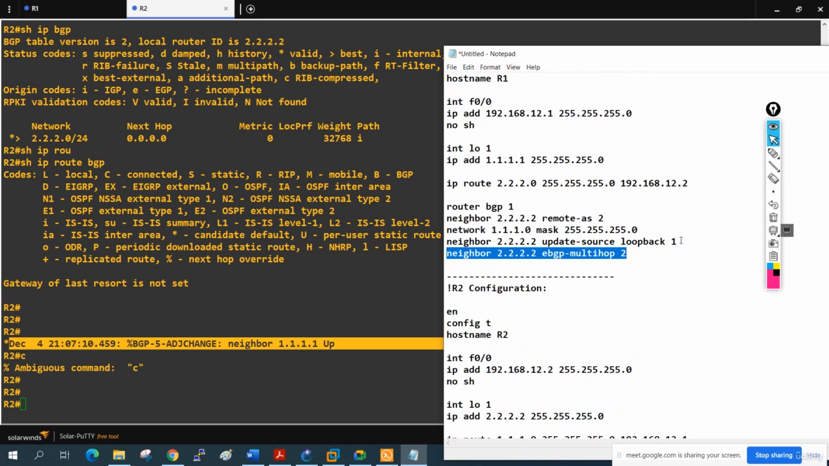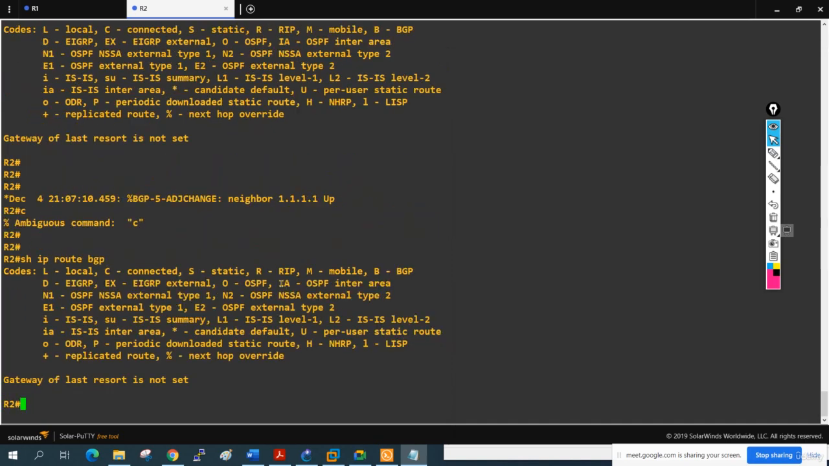And also another issue: whenever we configure the neighborship from the loopback, BGP will do it from the physical interface only. So we need to tell BGP that I am using the loopback. So we need to say update source loopback. So I did this one, update source loopback. Okay, so when I put these two commands, we have the neighborship.